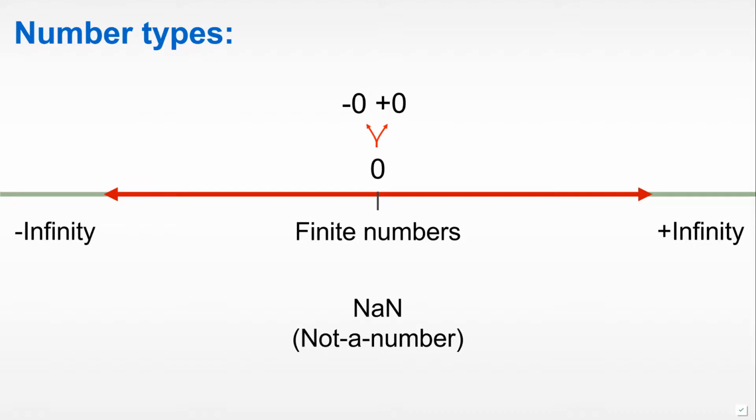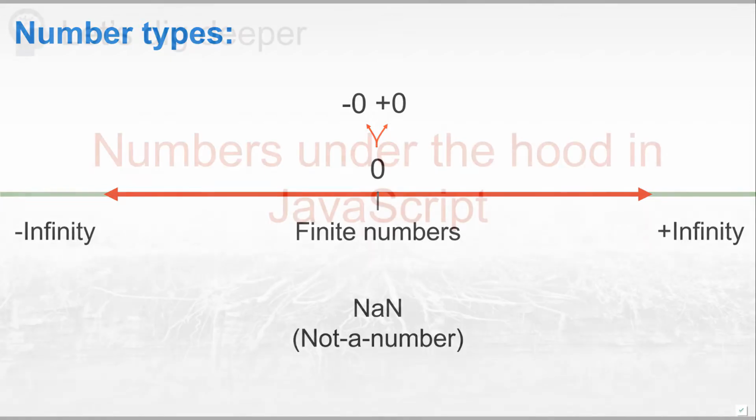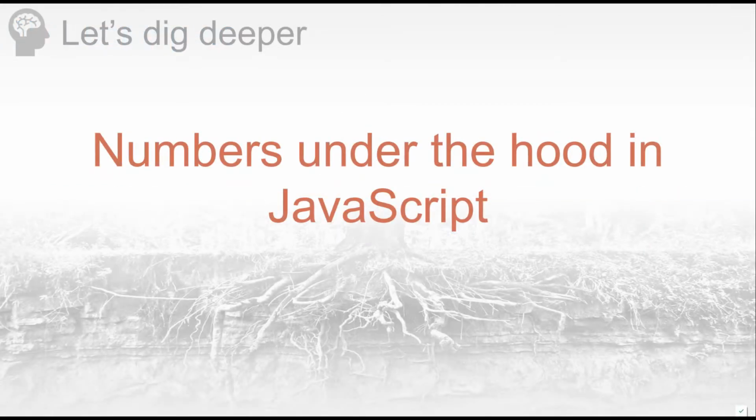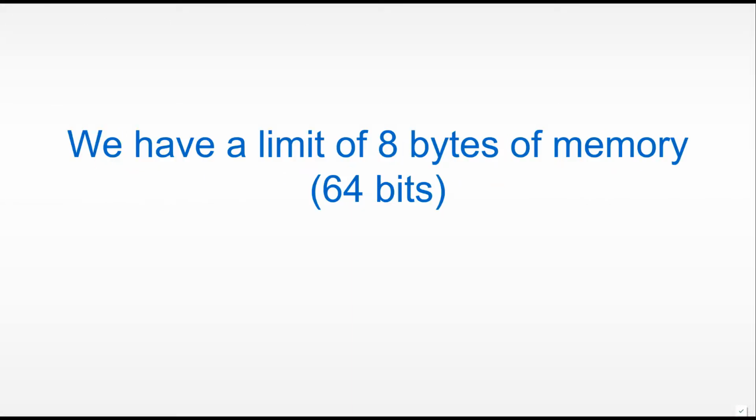Another data type, which is probably the most confusing one in JavaScript, is the not a number one. To find out more about this, again, make sure you watch the video until the end, because we will be covering all of those topics in a fair bit of detail. As with many things in JavaScript, to really understand numbers, you have to peek under the hood. You have to understand what is happening in the background, how numbers are in fact stored.